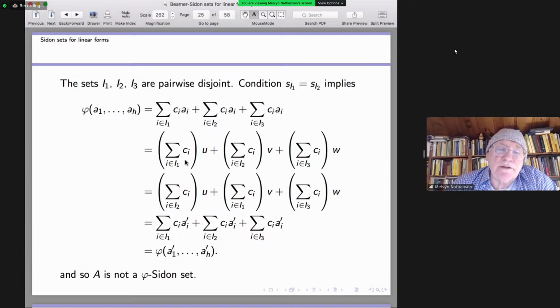But of course, this subset sum equals this subset sum, so we can interchange these two. And we turn it, and we get exactly this sum with the a_i primes replacing the a_i. So phi of a_1 up to a_h is phi of a_1 prime up to a_h prime. So A cannot be a phi Sidon set. So if you have this condition of two disjoint subsets with coefficient sums being the same, no Sidon set can exist.